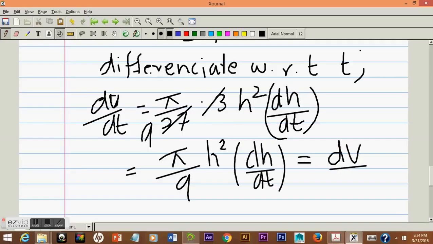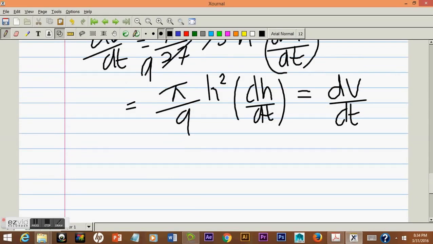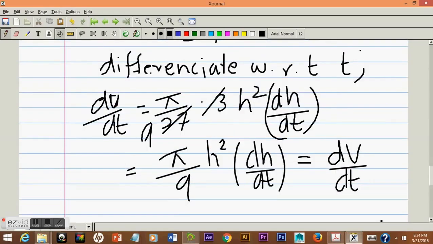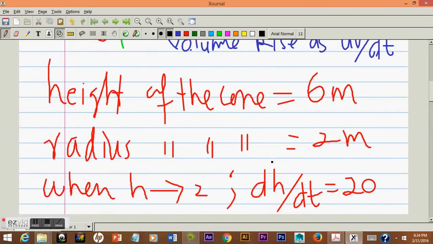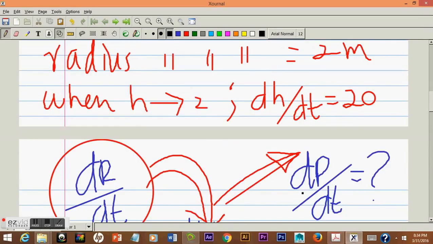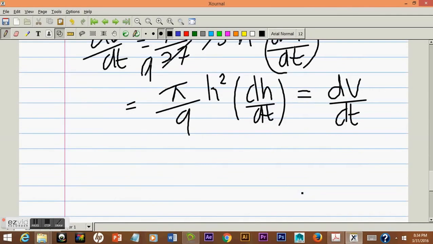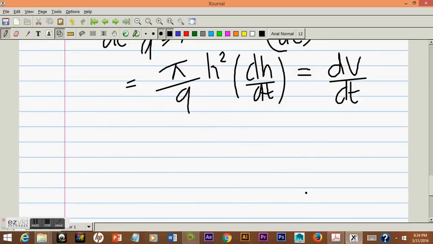After that, the value is dV/dt. So we know the value of h and we know the value of dh/dt. We can substitute those values and find the value for dV/dt. So what are the values? h is given here: when h is 2, dh/dt is 20. So substitute those things, but we have to be very careful, because some mistakes can be made.